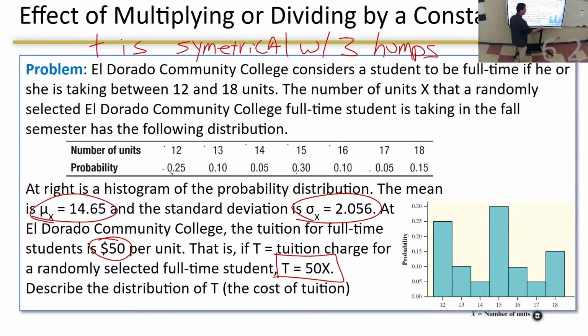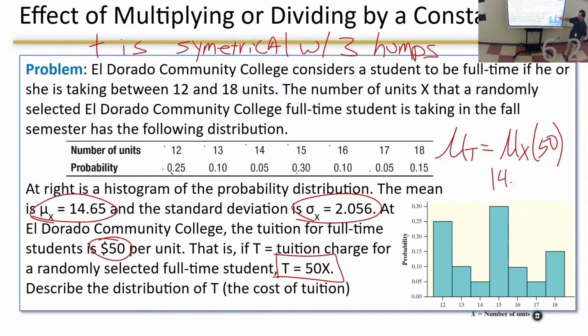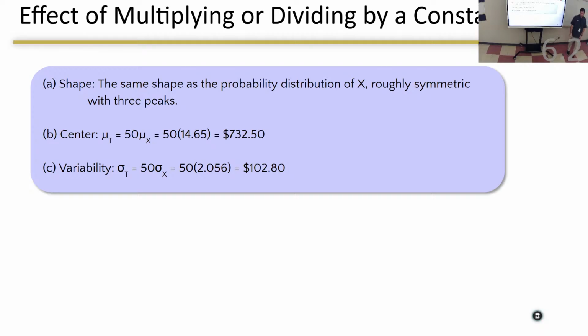The center of T is equal to the center of X times 50. And the center of T is 14.65 times 50. Sorry, let me clean that up. And whatever that equals is your new center. And then the standard deviation of T is equal to the standard deviation of X times 50, because multiplication affects both. And the standard deviation was 2.056 times 50.